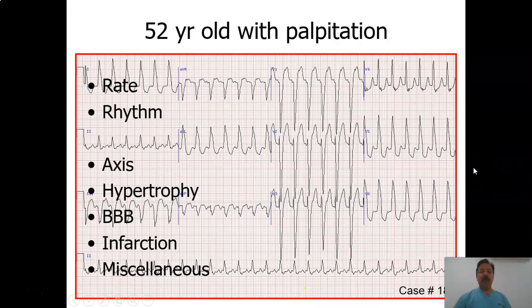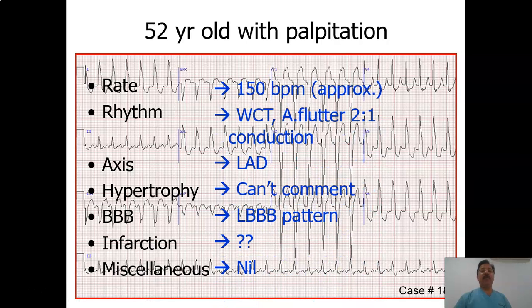So here the rate is 150 beats per minute, wide complex tachycardia, that's atrial flutter with 2:1 conduction. There is left axis deviation, hypertrophy should not be commented. There is left bundle branch block, and ST segment elevation is normally seen in left bundle branch block.